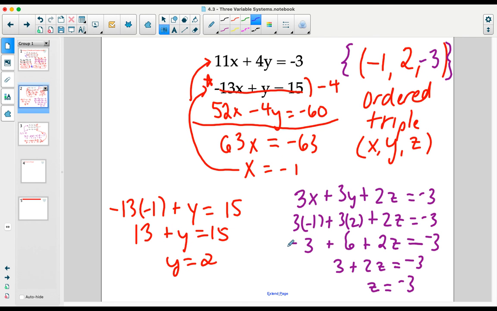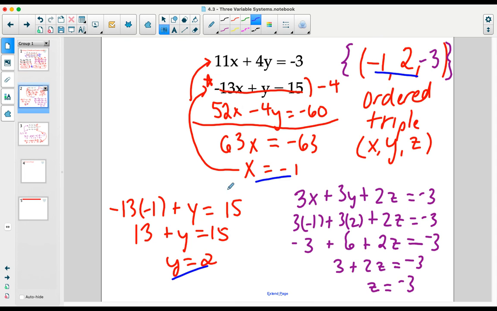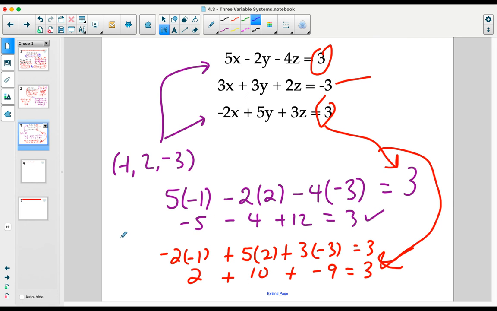Solving that two variable system got me both x and y. That was 2/3 of the ordered triple. I take those two numbers back into any one of these equations. I chose the middle one because of the positives over here. Subbing those in, negative 1, 2, getting that z was equal to negative 3, and then back substituting all three parts of the ordered triple into the other two equations to confirm that they work.